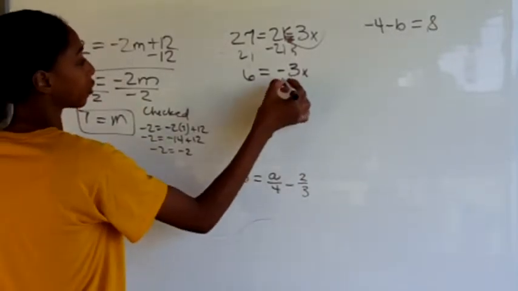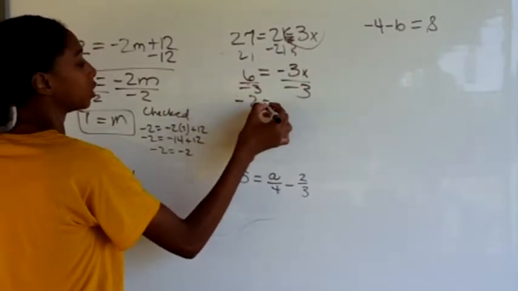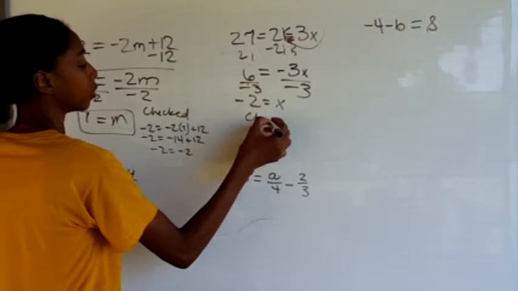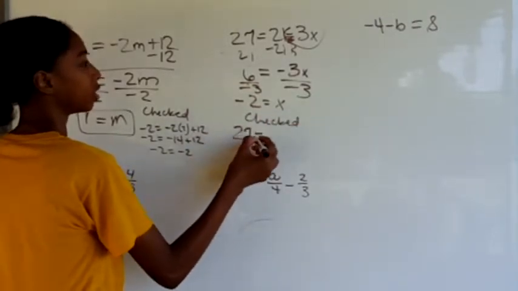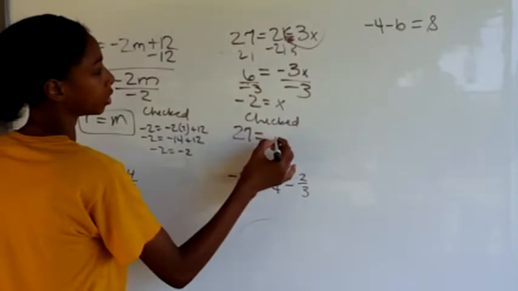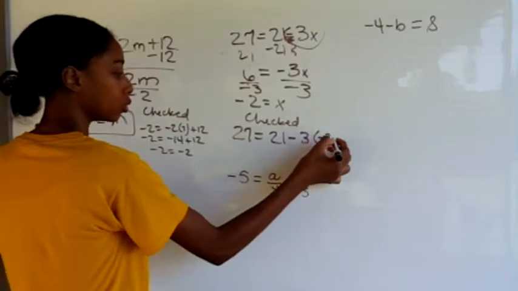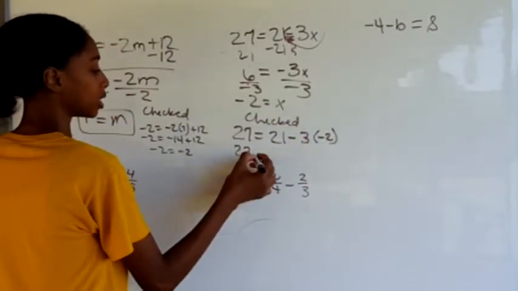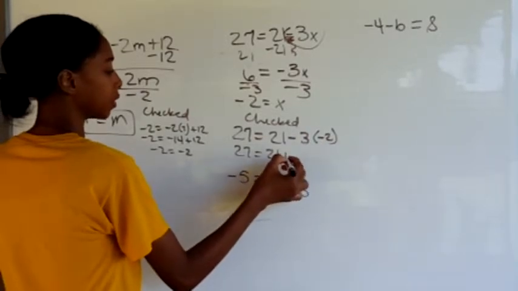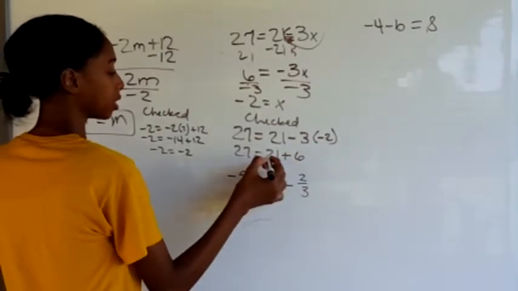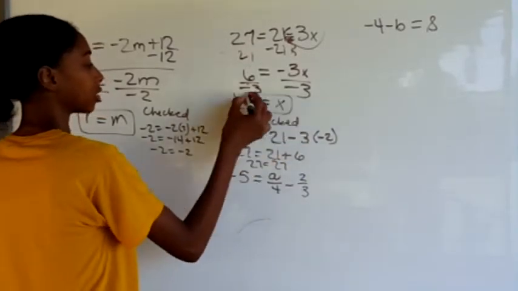Alright, so 6 equals -3x, and then divide by -3. It's going to be -2 equals x. So then we plug it in. That gives us 27 equals 21 minus 3 times -2. So 27 equals 21. -3 times -2 is +6. So 27 equals 27. So this is correct.